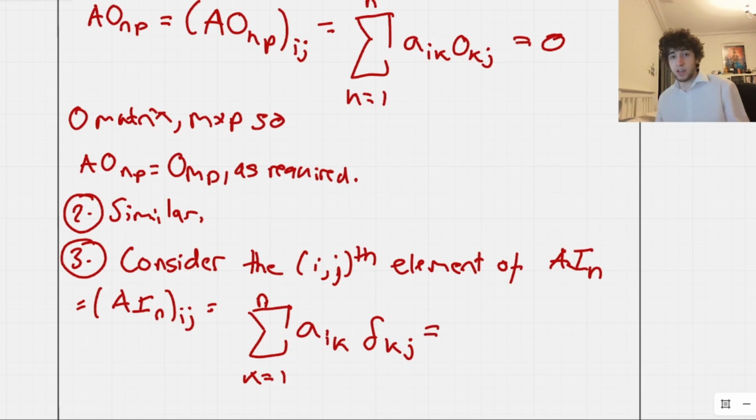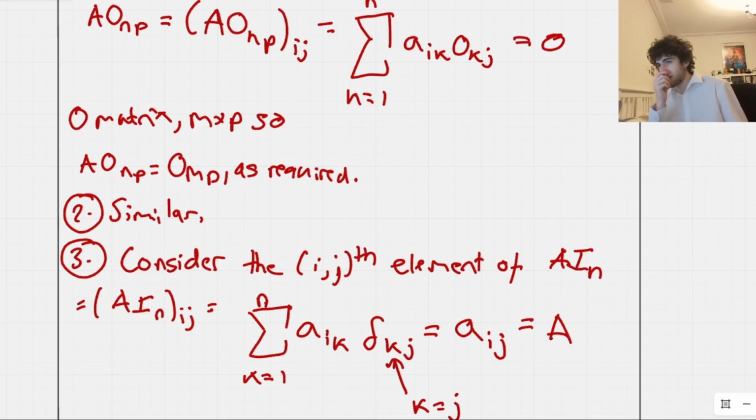Obviously by the sifting property of the Kronecker delta, this is only ever going to be 1 when k is equal to j. So in that case, we just get this to be equal to a_ij, okay? Which is exactly just the matrix A, right? Effectively, each component of our resultant matrix AI_n is just the same as the component of A, so it just is A. Okay, so AI_n is equal to A, right?